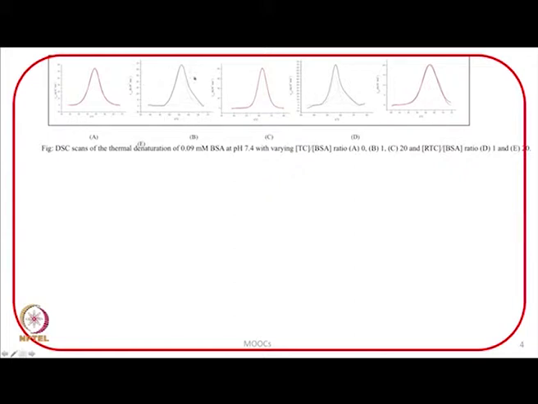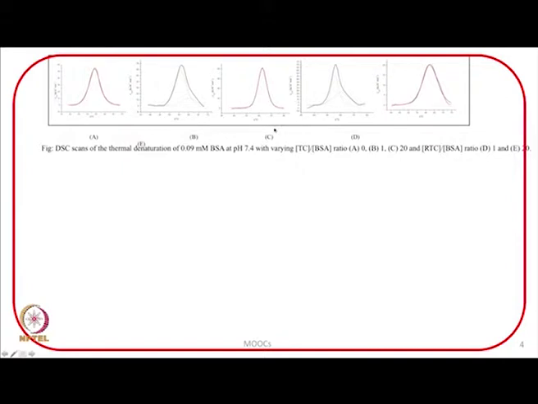We can clearly see that when you add tetracycline, the overall peak is no more a symmetric peak, but there is a shoulder which could be due to the unfolding of the protein-ligand complex, and the other one can be the one which is still not ligated.